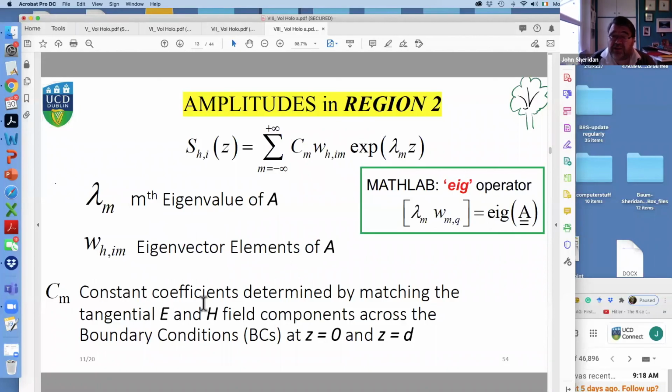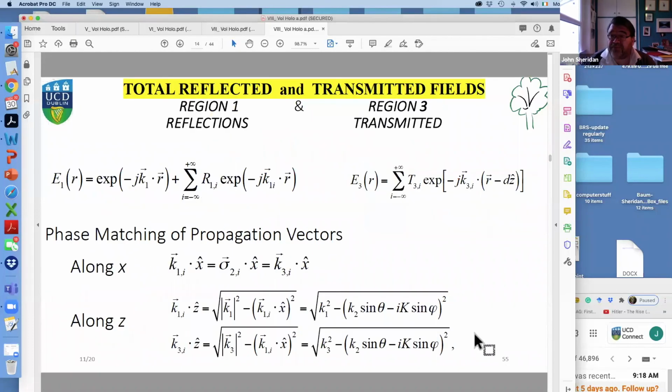And C are constant coefficients determined by phase matching the tangential E and H components across the boundary at z equal to 0 and d. So we're going to have two sets of boundary conditions, one at z equal to 0 and one at z equal to d.